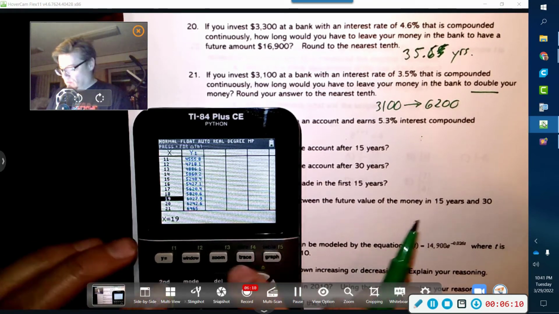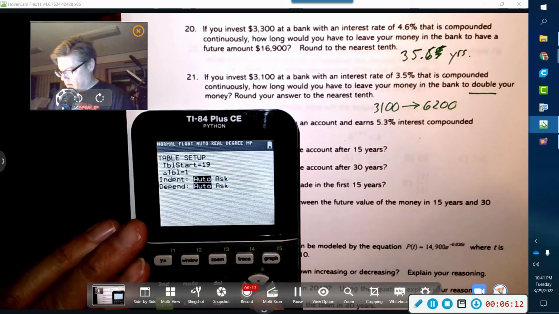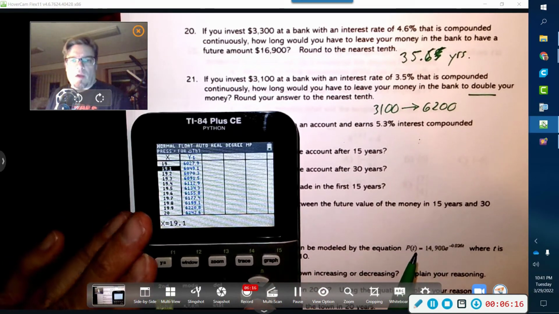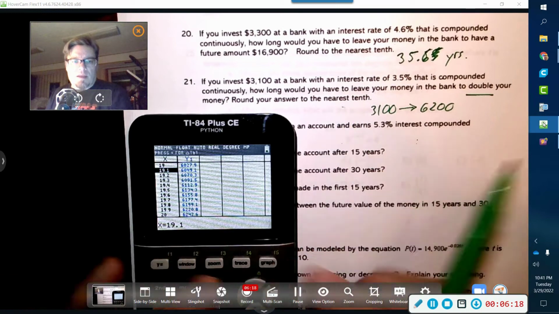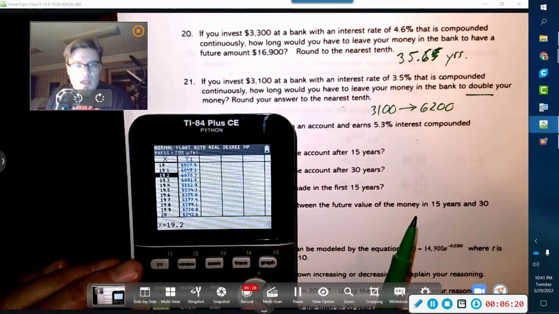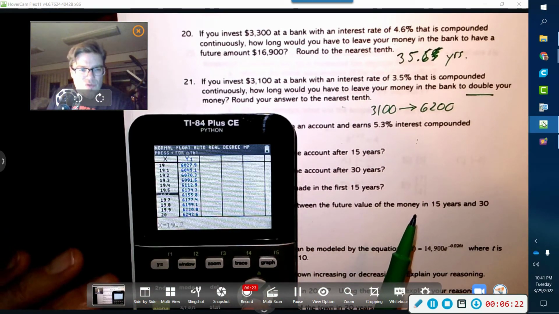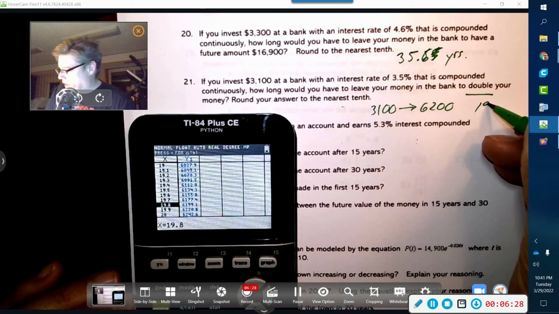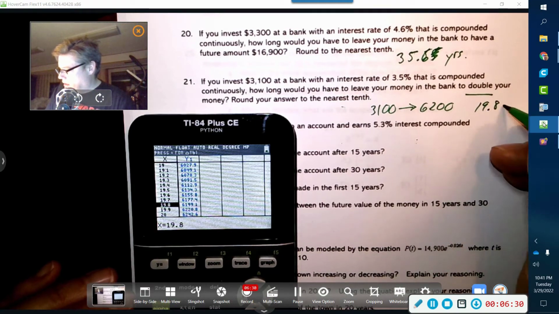So let's zoom in. Let's go to table set, 19. I'm going to go up by 0.1. All right, did it say round to the nearest tenth? Yep, so 19. And we're at 62, so right there. 19.8 years.